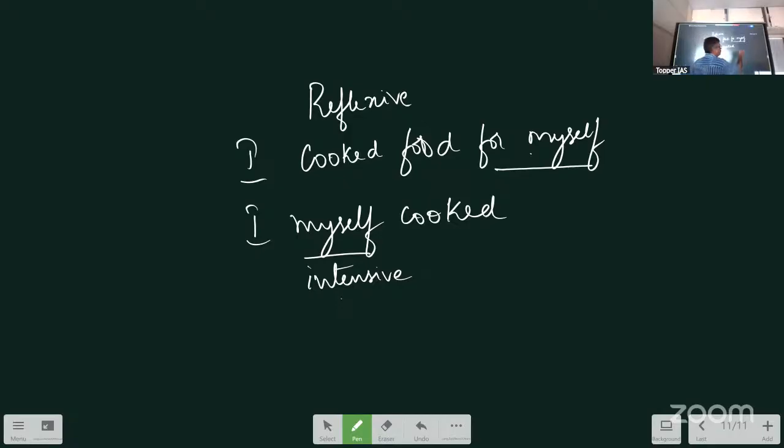So, this one is for myself. This one is I myself. Understood? For myself. What is the meaning? This is for myself, which means for whom did you cook? For myself. I cooked it for myself. This one, I myself cooked. Whose help did you take? Nobody's. I did it myself. So the difference is when you use it immediately after the subject, you are emphasizing.